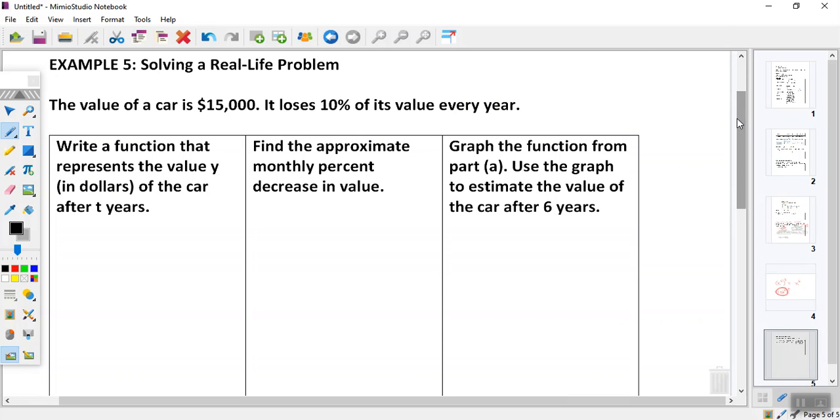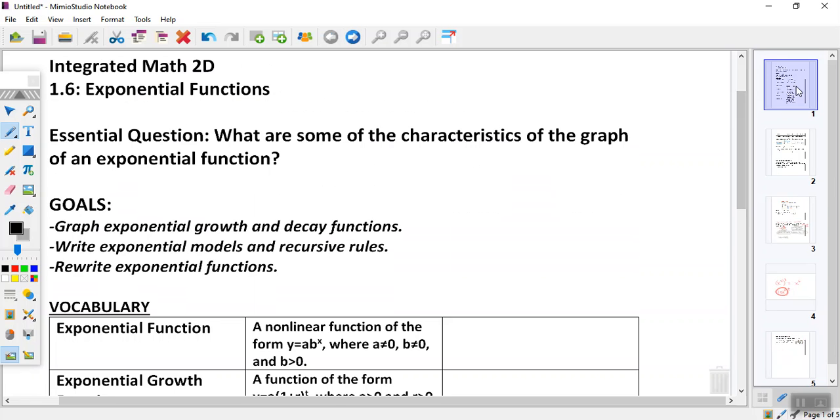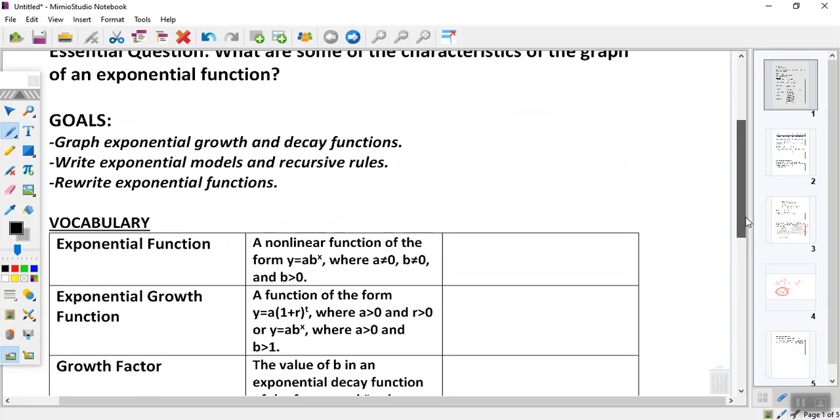Last example. Let's try this right here. Okay. Hey, I want to go back to the beginning of the notes. And you don't have to do this. Just hang out with me. Does this car price increase or decrease, guys?